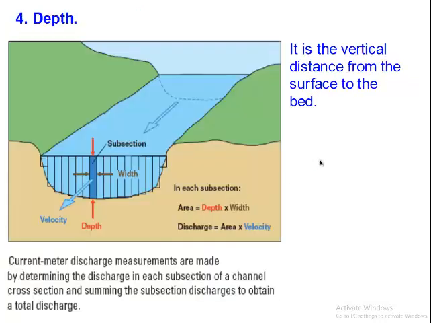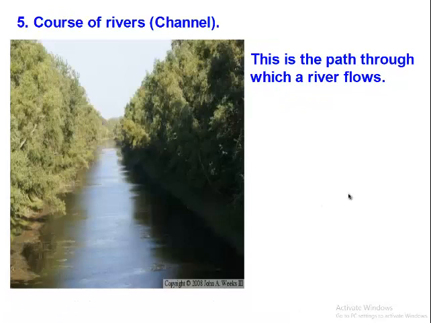Then rivers also have depth. When we talk about the depth of rivers, we're talking about the vertical distance from the surface to the bed. So that is from the surface of the river to the bed of the river. And that will give us the depth of the river. Then rivers also have a course or a channel. That is the path that they take to flow. Just like a road, the path a river takes is what we classify as the course or the channel.